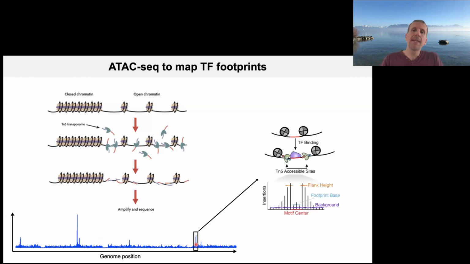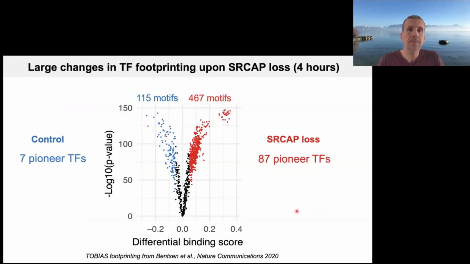But now if you zoom into these peaks, you can also see little dips that are caused by the binding of transcription factors that leave these footprints. And in these footprints, you can look at the transcription factor motifs that are enriched. So this tells you something about transcription factor binding on a genome-wide scale and agnostic of the transcription factor you're interested in. So now we could compare this footprinting between the control sample and the samples where we deplete SRCAP.